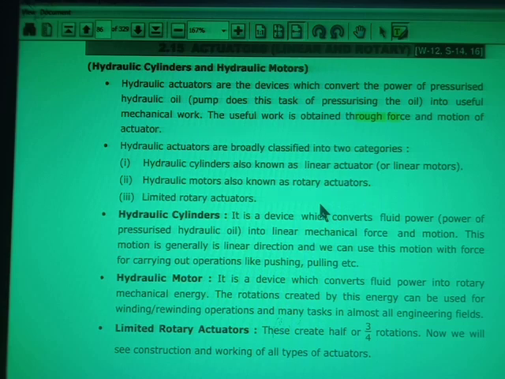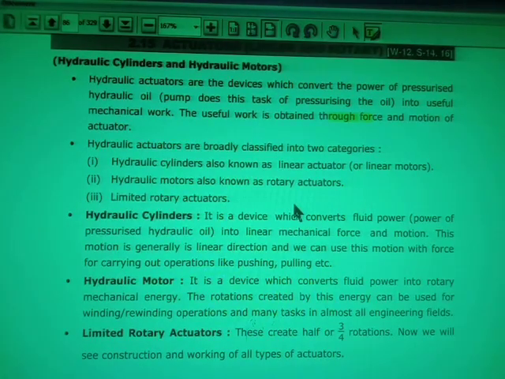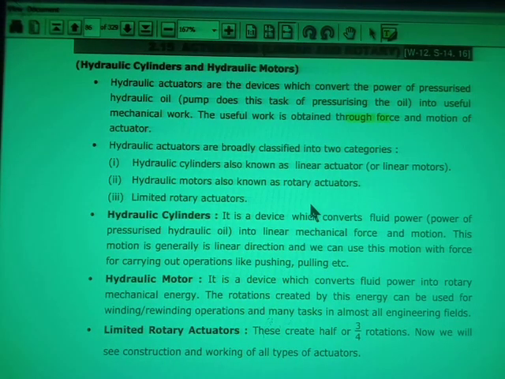But whenever we require rotary motion, the actuator we use, the rotary actuator, is named the hydraulic motor. So please remember, whenever there is a question on the hydraulic motor, it is nothing but the rotary hydraulic actuator which gives me rotary motion. And the third type of actuator is known as the limited rotary actuator. Here we get rotary motion only through a certain degree.